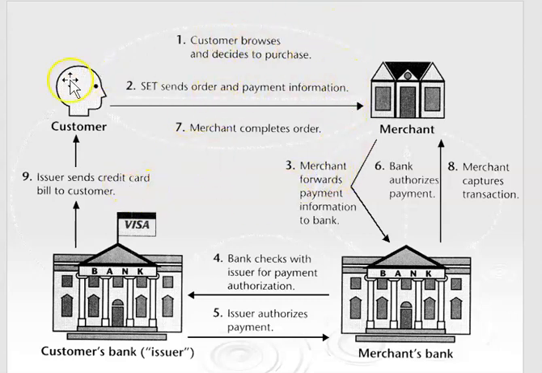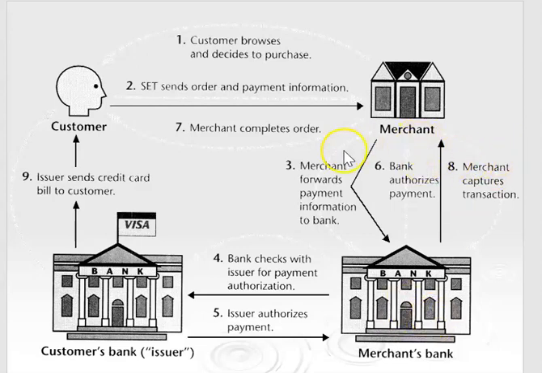First, the customer browses and decides to purchase, and then the customer sends the order and the payment information to the merchant. Then the merchant is responsible for forwarding this information and requesting payment authorization from the payment gateway.